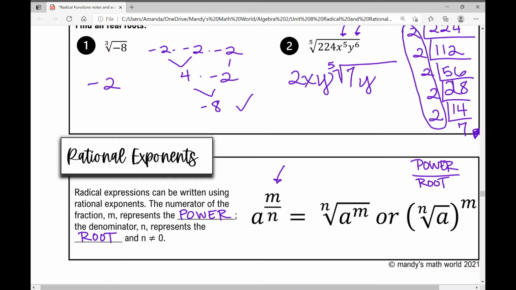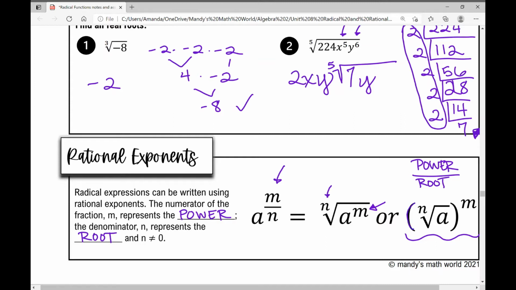So I can rewrite a to the power of m over n. I can rewrite it with that root right here as the denominator and the power right here. So that's the nth radical of a to the power of m, or the nth root of a to the power of m. But I also want you to note that you can write it like this.